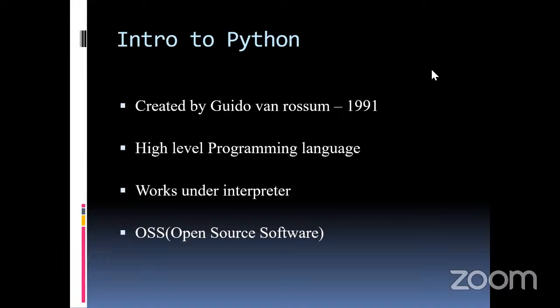Most of you learned this. It is a language, right? Yes, it is a language, but it is not like what we are speaking. It is a high-level programming language. Before that, it was created by one person, Guido van Rossum. And next, it is a high-level programming language.